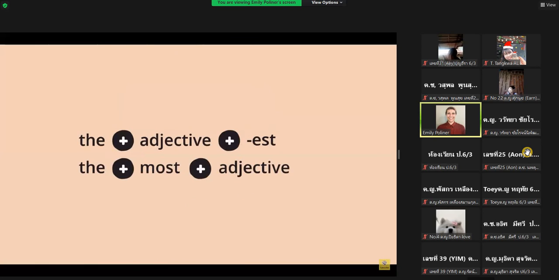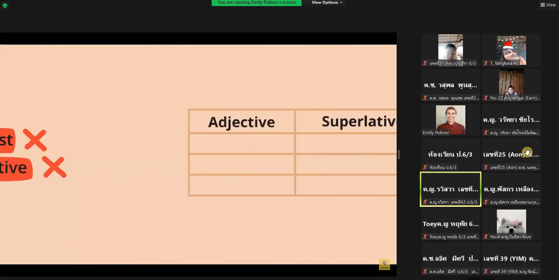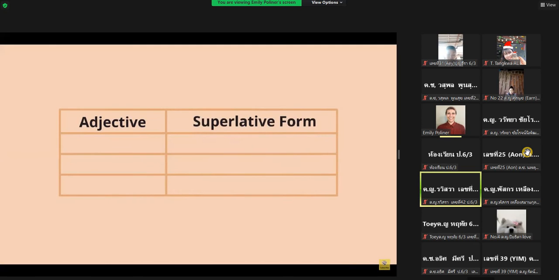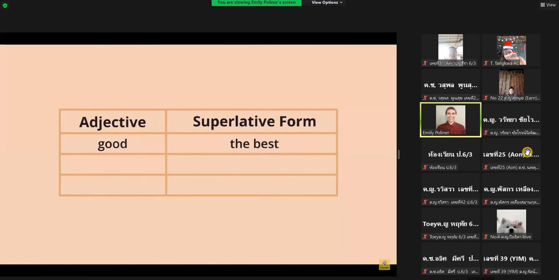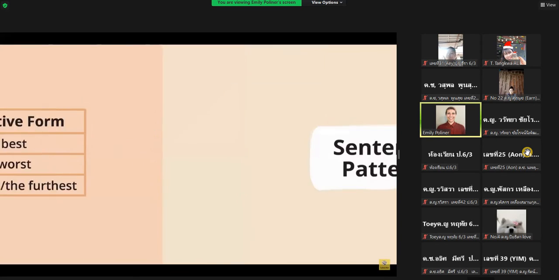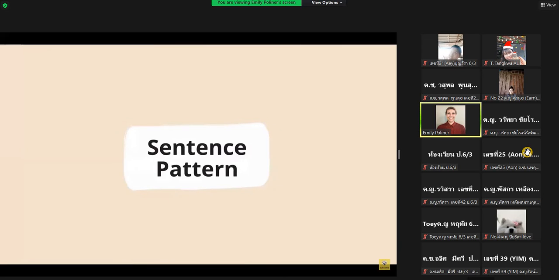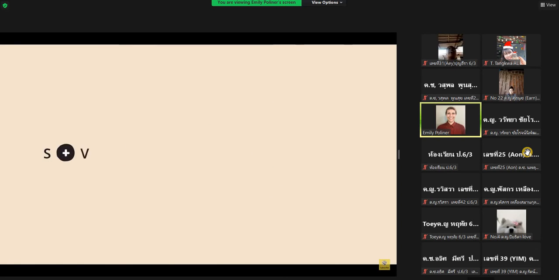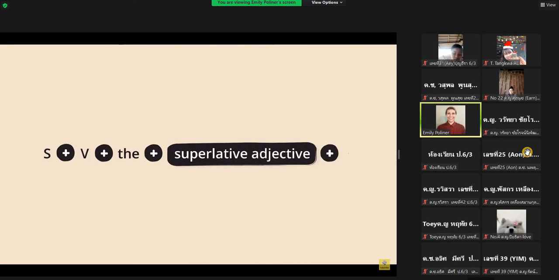Some superlative adjectives in English don't follow the usual rules. For example, the adjective good becomes the best in the superlative form. Bad becomes the worst, and far becomes the farthest or the furthest. The most common sentence pattern for superlative adjectives in English is subject plus verb plus the plus superlative adjective plus object.